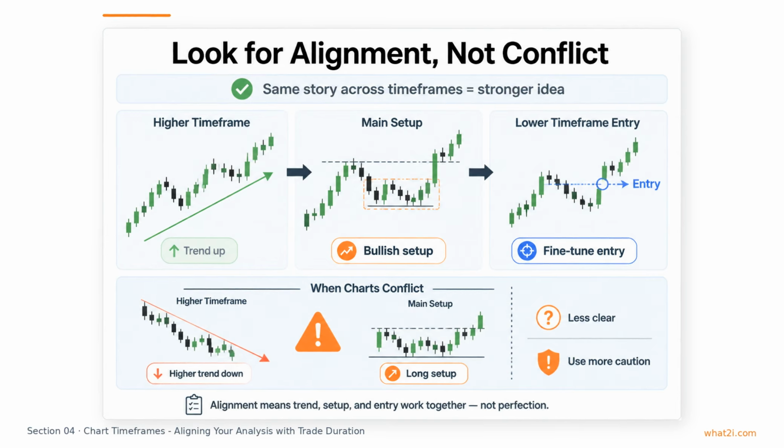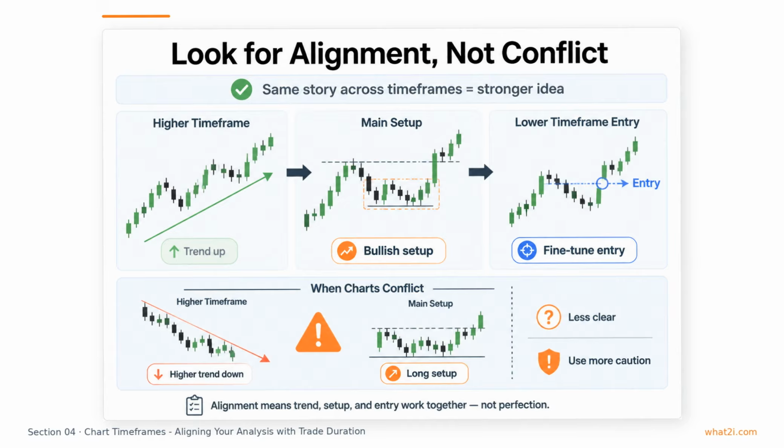When the charts conflict, the situation changes. For example, if the higher time frame is strongly down but the main chart is tempting you into a long trade, you are working against the larger picture. Counter trend trades can still happen, but they usually require more caution and tighter judgment. Alignment is not about perfection, it is about reducing unnecessary conflict.